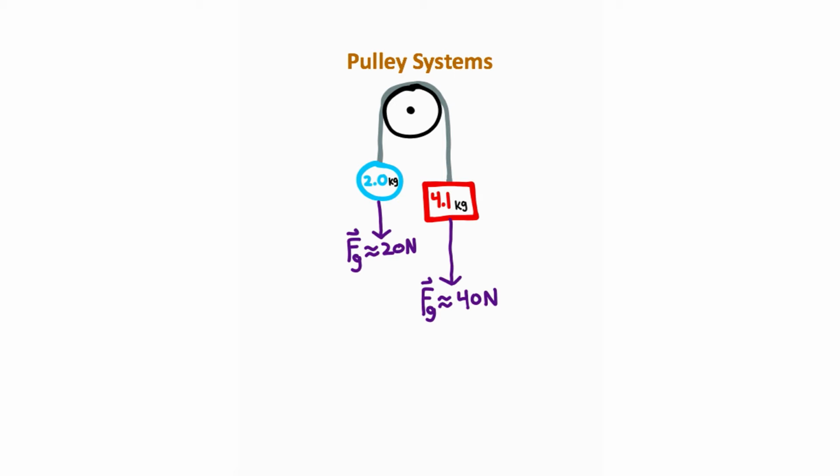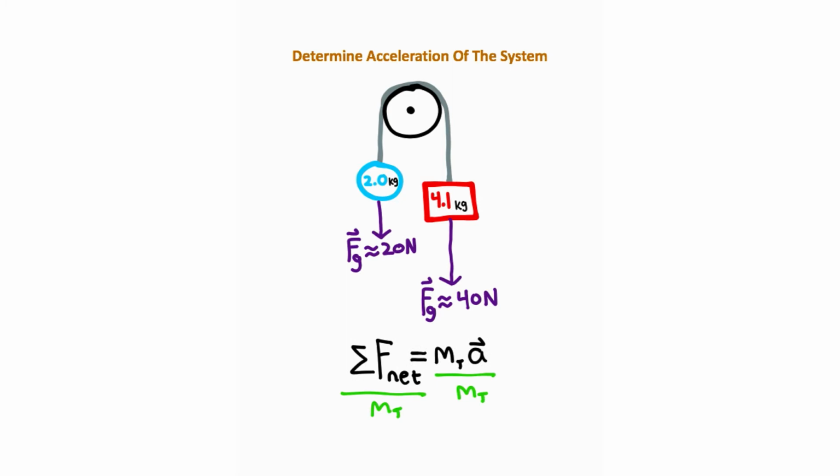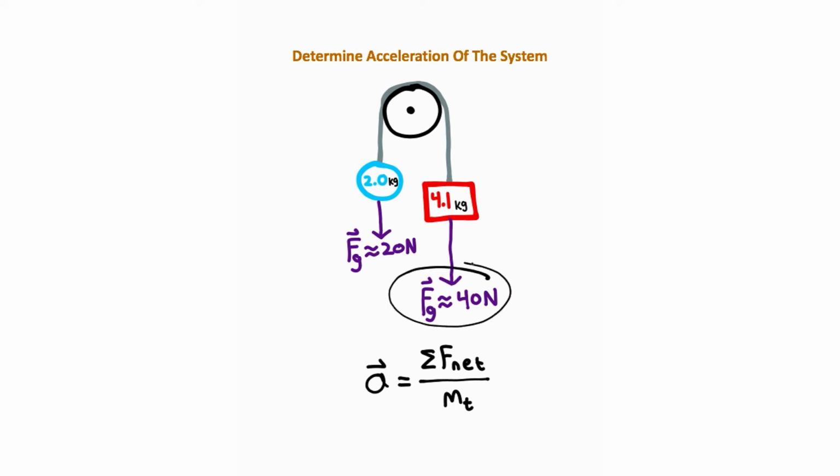So let's say we have this pulley system right here, and we have the two weight forces approximated for us. Now what I'm going to try to calculate is the acceleration of the system, and I'm going to use Newton's second law to calculate this. So first I'm going to take the mass and divide it by both sides. That'll get the mass to cancel, giving me that acceleration is net force over total mass. Now the net force is going to be this 40 Newton force, which is the driving force, minus this 20 Newton force, which is opposing. So I'm going to end up with 40 minus 20.